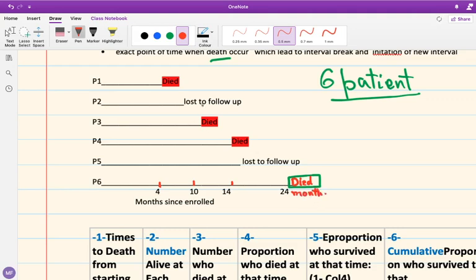Then there are two individuals who have been lost during the follow-up time period. In this case, each event is actually a separate entity. So the graph's stepwise initiation factor would be noted over here. So the pattern of the line of the survival curve would be somewhat like this.